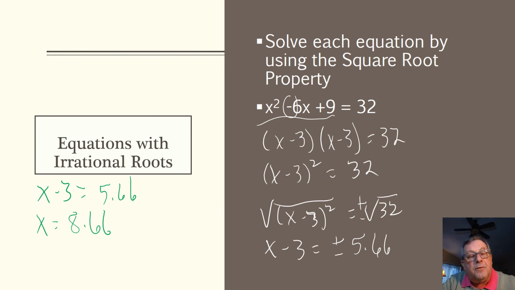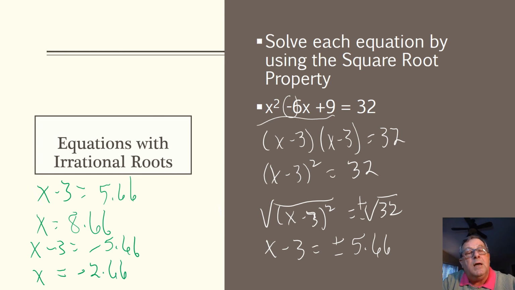And let's do the other. Now I've got x, excuse me, I should put minus 3. x minus 3 equals negative 5.66. And we're going to again add 3 to both sides. And once we do, x is going to be equal to negative 5.66 plus 3, which is going to be negative 2.66.